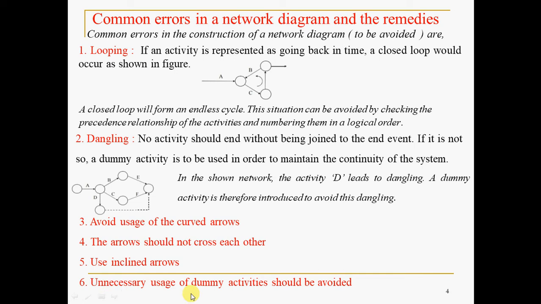Unnecessary usage of dummy activities should also be avoided. So these are common errors in a network diagram. One is looping, it should be avoided. Dangling: if a node or event is suspended freely like this, without any support, that is called dangling. To avoid this, you can use a dummy activity.